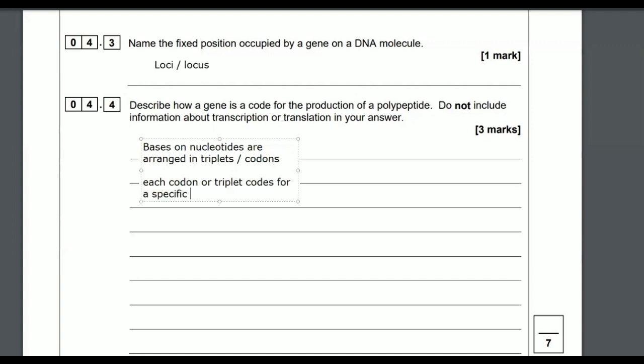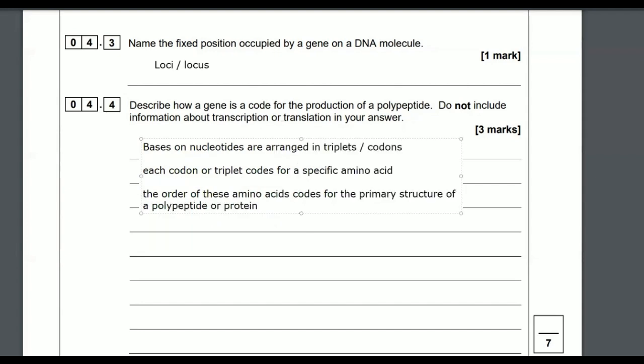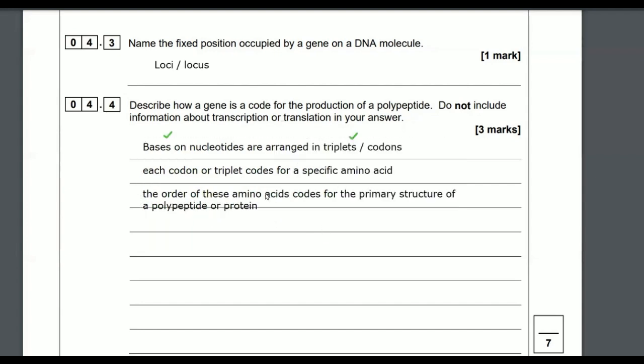Well, bases in your DNA are arranged into 3s that we call triplets or codons, and that's going to get you a mark. So bases arranged into 3s. Each codon or triplet codes for a specific different amino acid, one of the 20 amino acids. The specific order or sequence of those triplets or codons gives us the primary structure of the polypeptide, or the order of amino acids in the polypeptide. And there's your 3 marks.